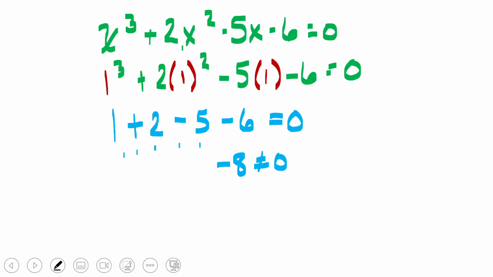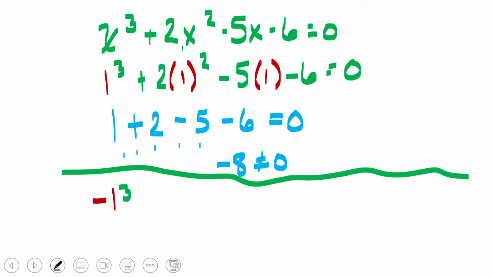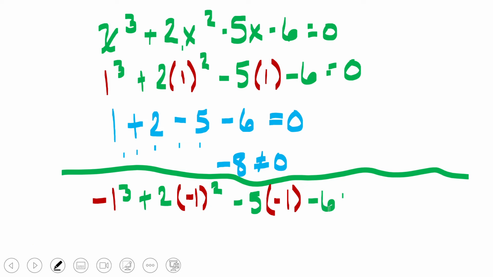So let's try something else. We've got to try another one. We're going to try negative 1. That'll be to the third power, working underneath here, plus 2 times negative 1 squared minus 5 times negative 1 minus 6.